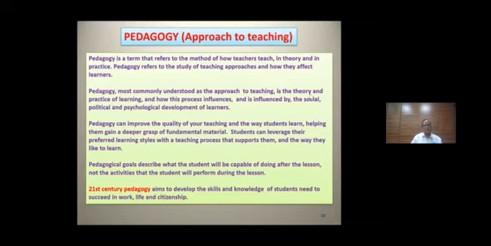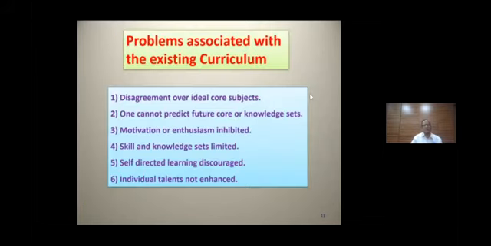Therefore, pedagogy is very, very important. Next. Now, what are the problems associated with existing curriculum? If you look at it, there are 6 major problems. We try to understand and then modify a syllabus, add some subject, delete some subject. But those things are not helping us to come out from all these 6 hurdles or problems as far as our present curriculum is concerned.